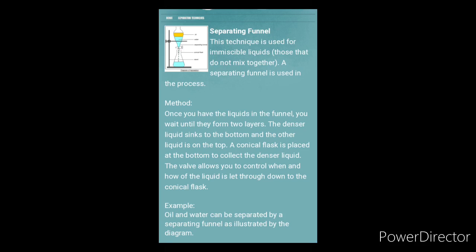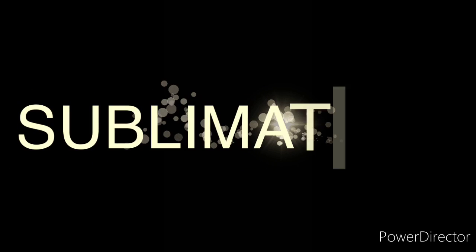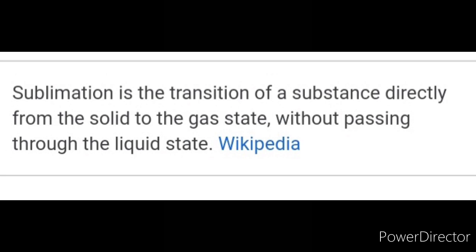So the next method we will learn is sublimation. Before we learn this method of sublimation, very first we should know what sublimation is. It is a process in which a solid vaporizes without melting. So what are the examples? Ammonium chloride, iodine, naphthalene balls or camphor.